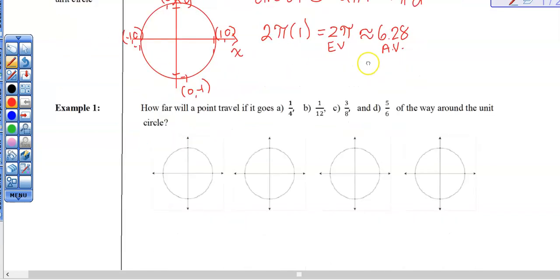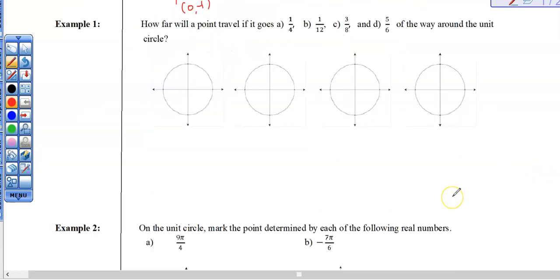So let's take a couple questions here. Example 1: how far will a point travel if it goes 1/4, 1/12, 3/8, and 5/6 of the way around the unit circle? So I'm looking for, of course, a distance. I want to know how far it is going to travel. And I think 1/4 of the way around the unit circle is pretty easy to see. That's because our unit circle is centered at the origin and it's already cut into quarters. So the point starts here and it cruises around and travels to here. And that would be the distance that it would travel.